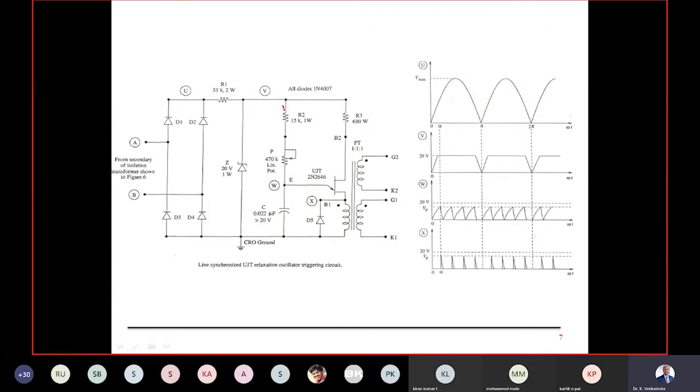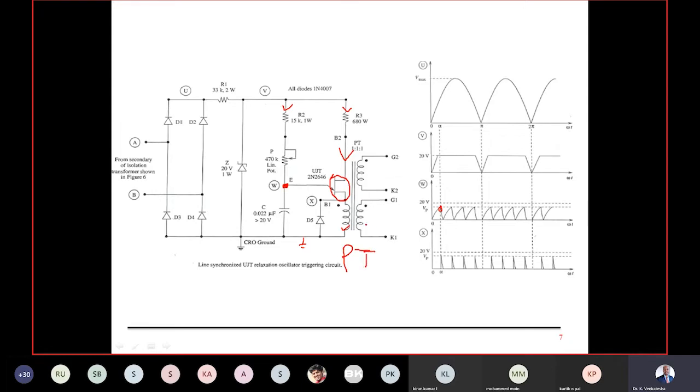Then current starts flowing through this element. Here current won't flow. The reason is the UJT is in off state. Current starts flowing through the resistance and then the capacitor. When the capacitor voltage, nothing but point W to the ground, the capacitor voltage VE or VC is more than or equal to the peak voltage, then the UJT will be turned on. Once the UJT is turned on, current starts flowing through the primary winding of the pulse transformer, which is going to generate the pulses.